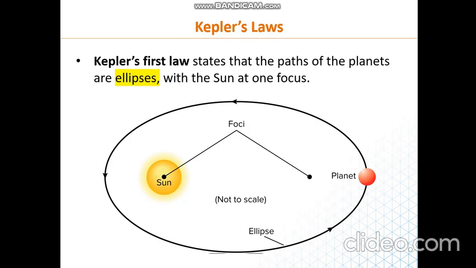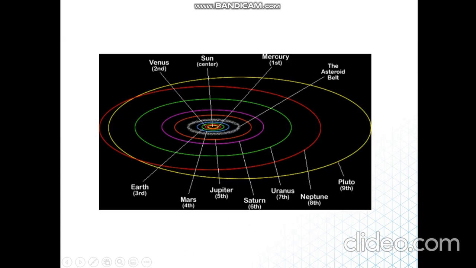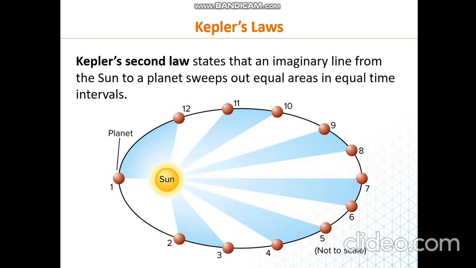Now let us discuss Kepler's laws. Kepler's first law is very simple. It states that the paths of planets are ellipses while they revolve around the sun. An ellipse is an oval shape with two foci points. The sun will be at one focus while the planet revolves around the sun. This is a photo of the paths of planets in our solar system. You can see that the path of the Earth is nearly circular, but for sure not a perfect circle, it's an ellipse.